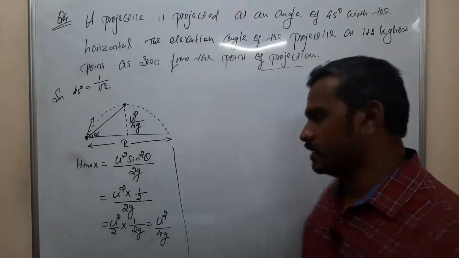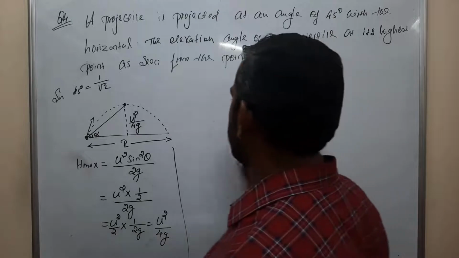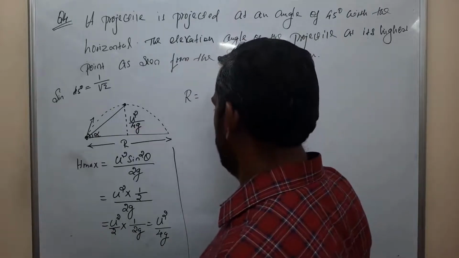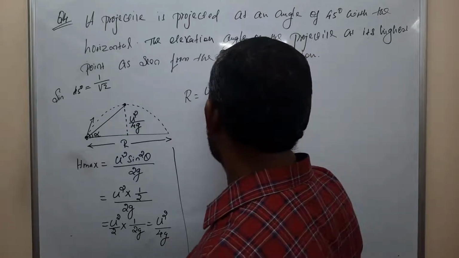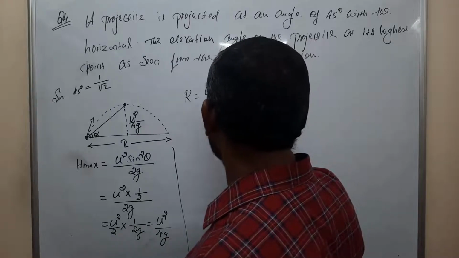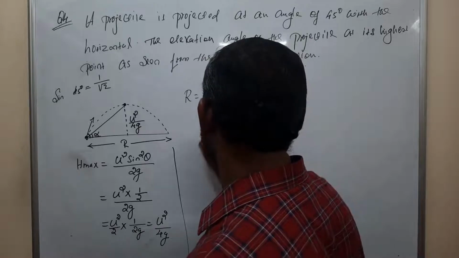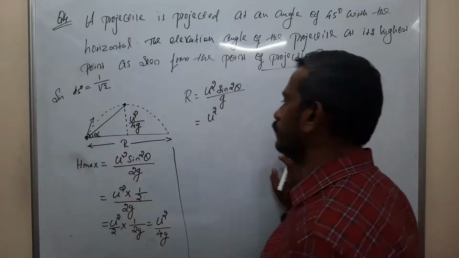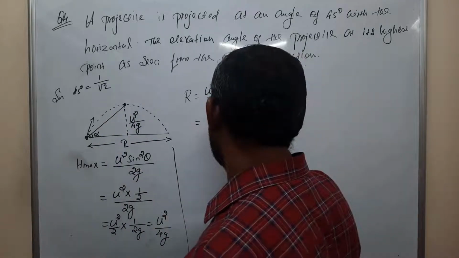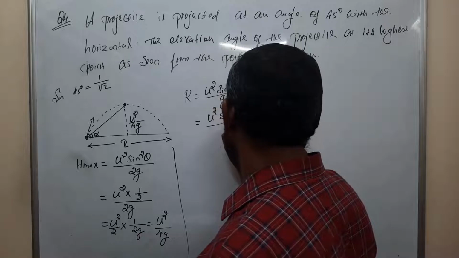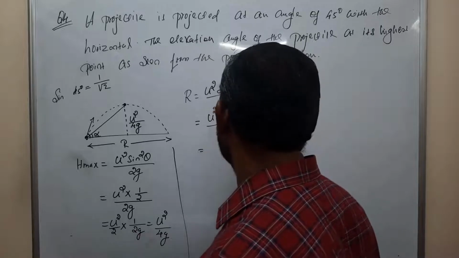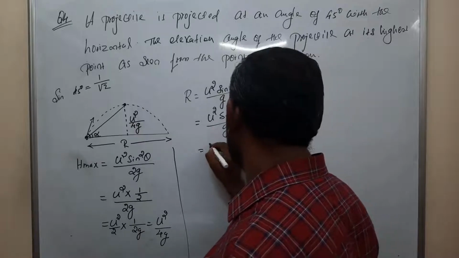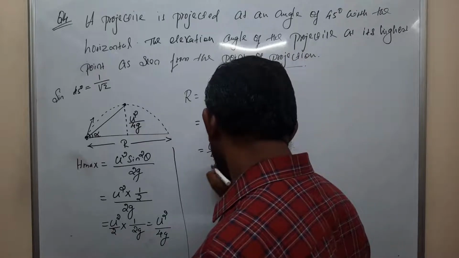Okay, so the next is horizontal range. What is the formula? R is equal to U square sin 2 theta divided by g. So that's equal to U square sin 2 theta, sin 2 into 45, sin 90, divided by g. So that's equal to U square into sin 90, that is 1, that is equal to U square by g.